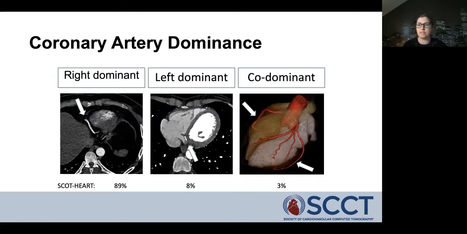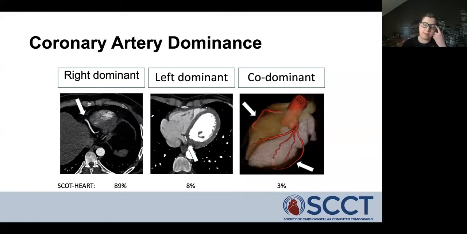The interesting thing about this is it does vary depending on the genetics of your population, and also our increasing understanding of how detailed information we can get from the CT scans means that we're actually learning more about this. The original suggestions of how frequent these were were based on invasive angiography, which is not as good at looking at the small vessels that feed the bottom of the heart. So you're looking for which vessel is supplying your PDA, and most of the time it's going to be right dominant, occasionally left dominant, and very occasionally co-dominant. And that's the commonest variant you're going to find.